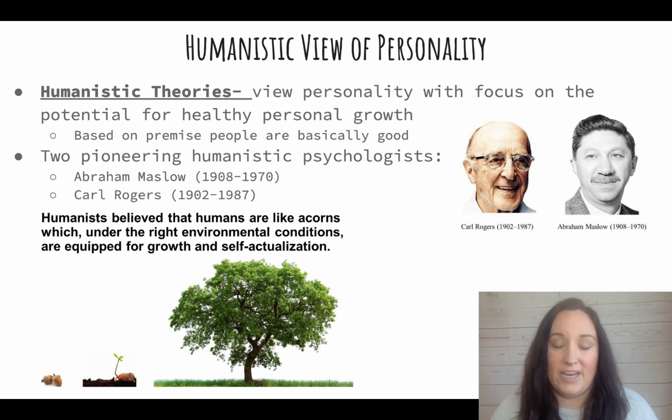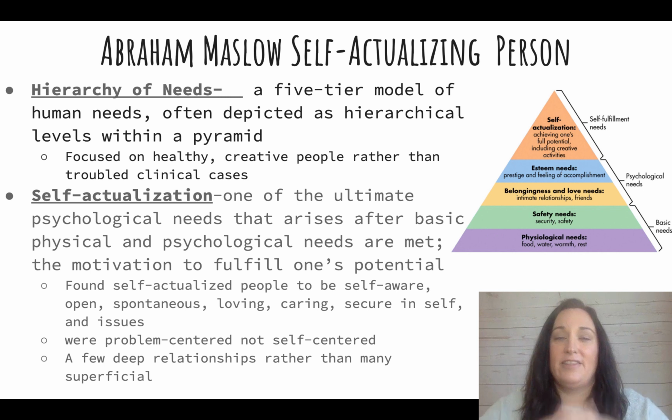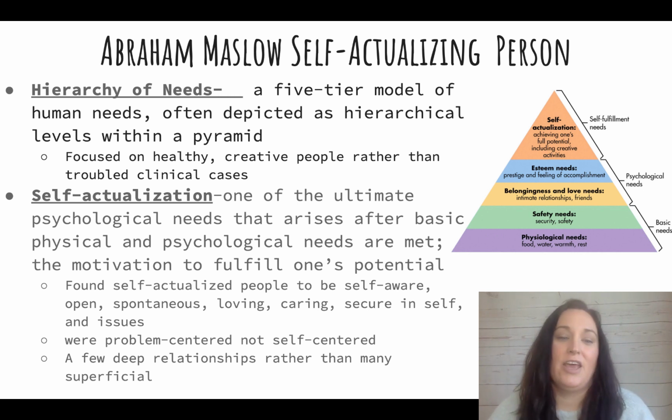The two pioneering humanistic psychologists you need to know are Maslow and Rogers. So Maslow is a little bit of review. He had the hierarchy of needs with physical needs first, then safety, love and belonging, self-esteem, and then the ultimate goal was self-actualization. Again, he did add one later on in life called self-transcendence, but at this point it was just self-actualization. And this is the ultimate psychological need that would fulfill one's potential.